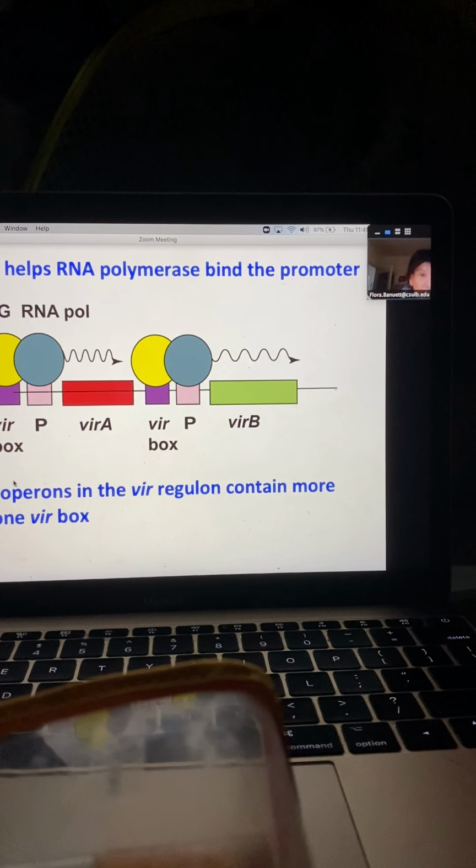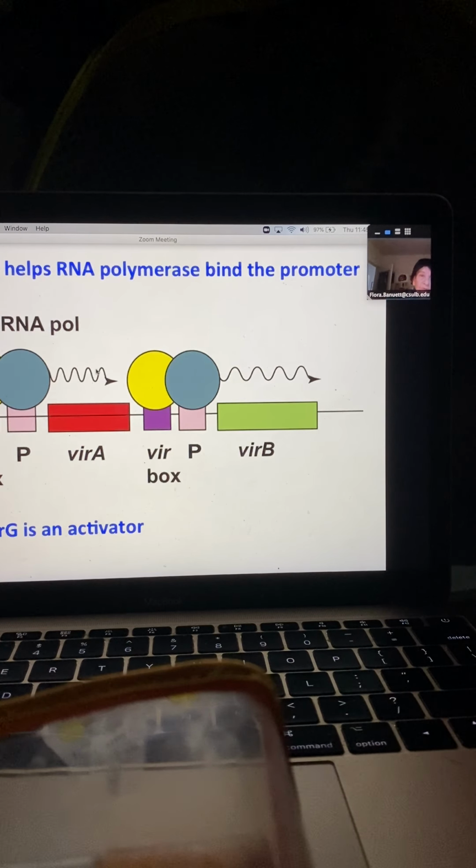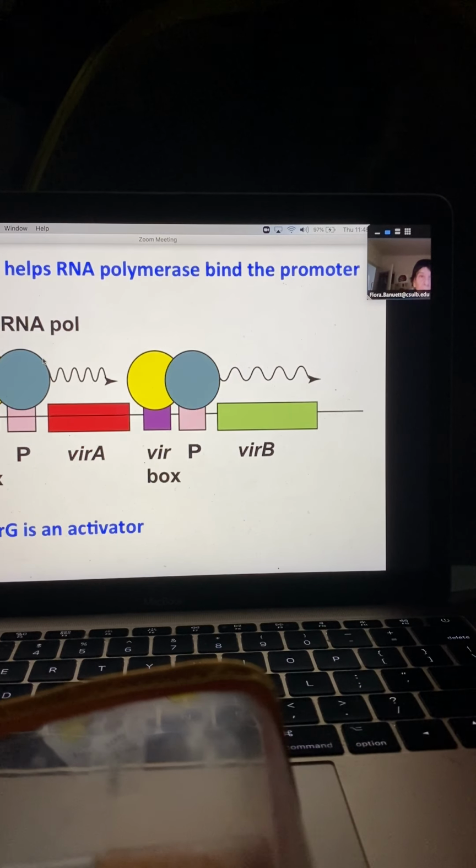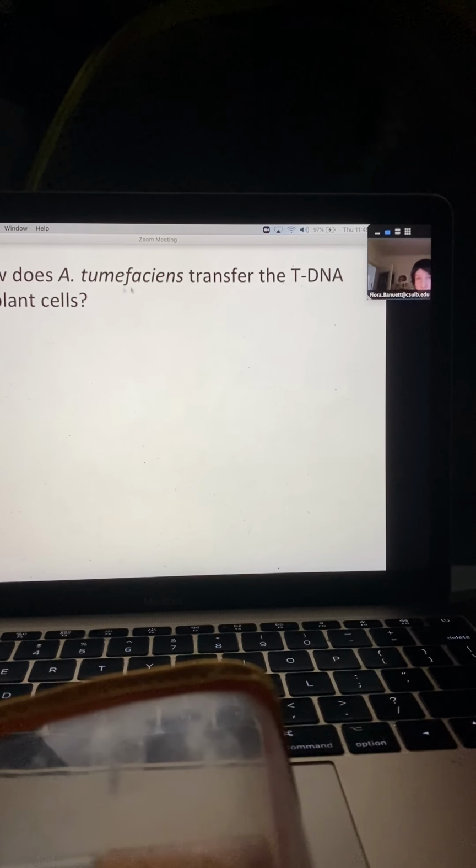Okay, so then we have, I will come back to the Vir regulon, the VirB operon. I'll come back to tell you what it codes for. But first, I want to take the question, how does Agrobacterium tumefaciens transfer the T-DNA to plant cells?